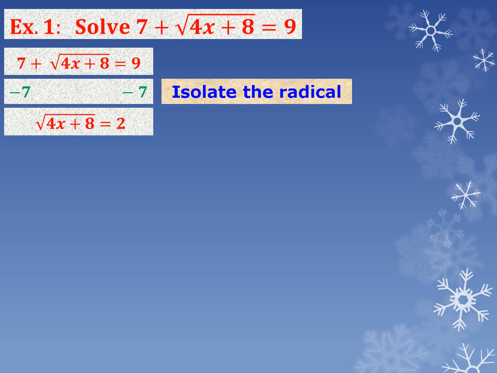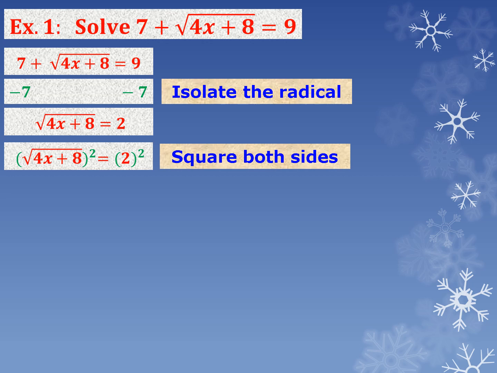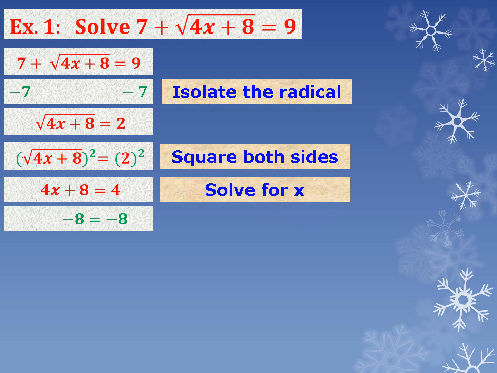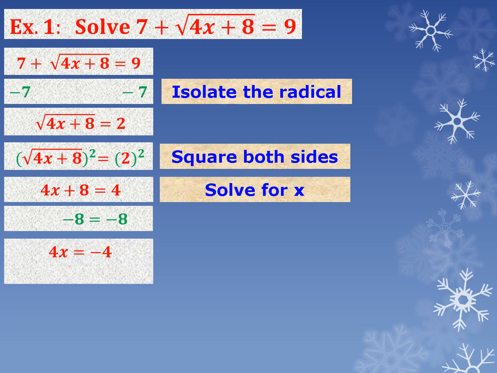Now I have to decide, okay, so how am I going to get rid of that square root? Well, the opposite of taking the square root is squaring something. So I'm going to square both sides to get rid of the square root. On the left, I'm left with 4x plus 8. On the right, it equals 4. From this point on, it's a simple solving equation like we've been doing since Algebra 1. So to solve for x, I have to subtract 8 from both sides. That gives me 4x equals negative 4. I then divide by 4, and that gives me x is negative 1.